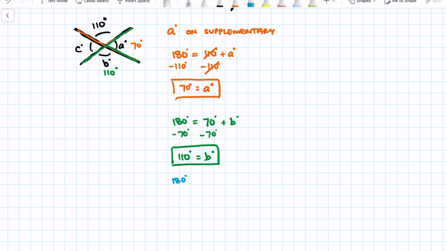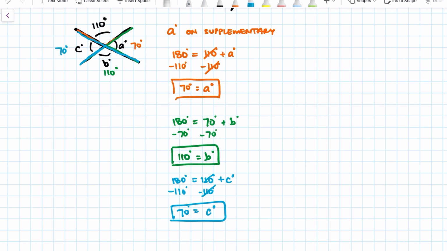Let's say I'm using, let's just make it this line right here, right? We know that. And then let's just use this angle since we're going to continue on with what we've done. So then that's going to be 110 degrees plus C. I subtract 110, subtract 110, and then 70 is equal to angle C. So now I know that this one is 70 degrees.